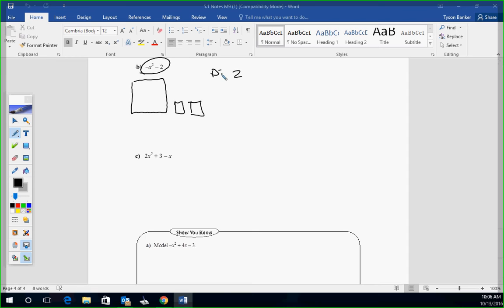Okay, and then C, 2x squared, so I have 2 shaded bigger squares. I have a 3, so 3 units. They're dark as well. And a negative x, so 1 white bar. Okay, we're on the decline. Okay, they'll have to wait.